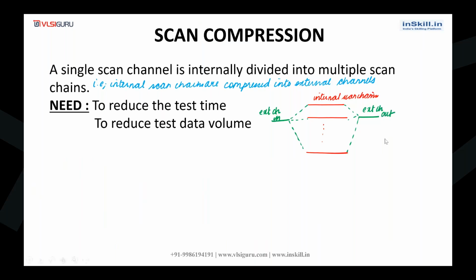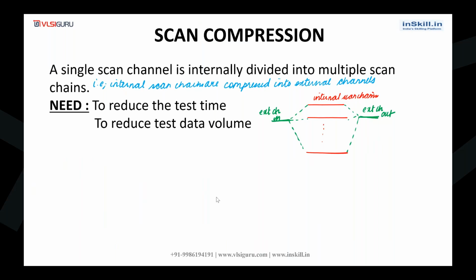Okay, so the scan chains, we call them the internal scan chains. These internal scan chains are compressed into external channels. So this is the external channel input, this is the external channel output. They are compressed into external channels.